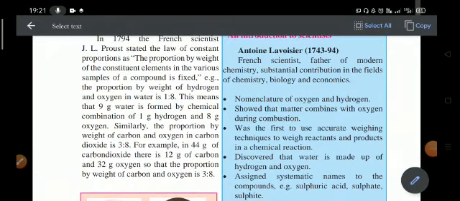Joseph Proust stated the law of constant proportion. As we said before, the weight of the constituent elements in the various samples of a compound is fixed. Example, the proportion of weight of hydrogen and oxygen in water is 1 to 8. This means that 9 gram of water is formed by chemical combination of 1 gram hydrogen and 8 gram oxygen. Similarly, in carbon dioxide, a 3 to 8 ratio of carbon and oxygen is present. That is, in 44 gram of carbon dioxide, there is 12 gram of carbon and 32 gram oxygen, so that the proportion by weight of carbon and oxygen is 3 to 8.